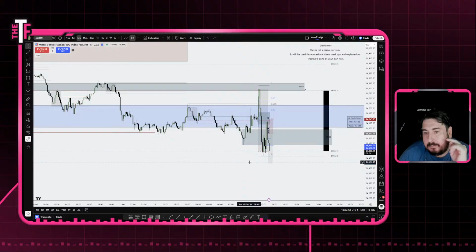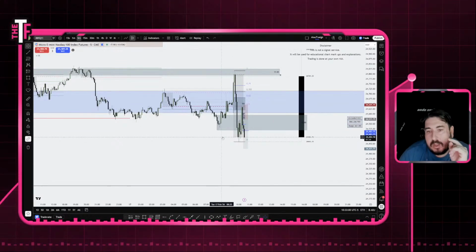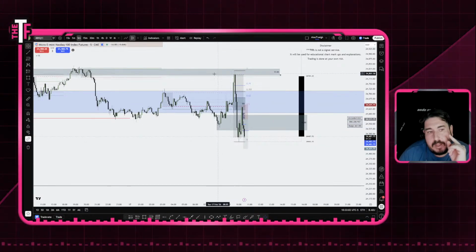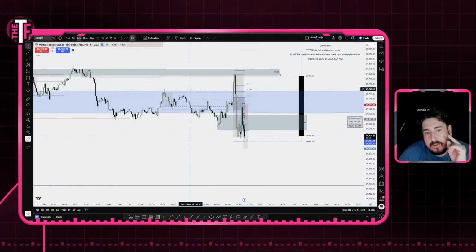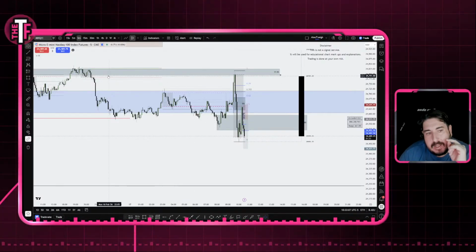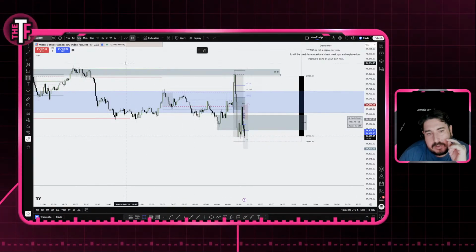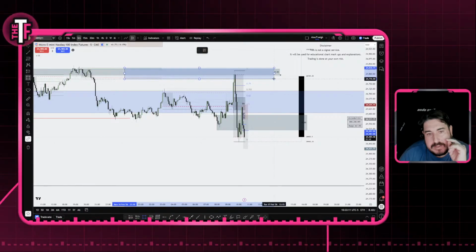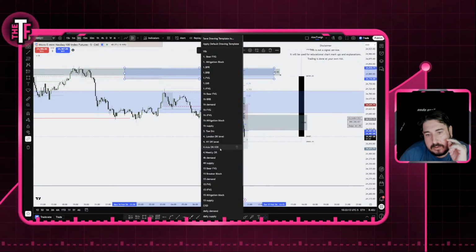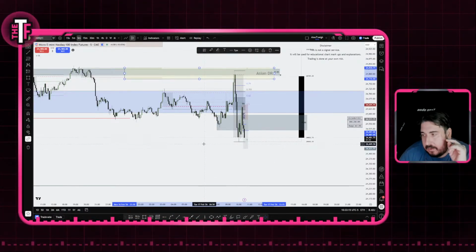We have a clear bearish expansion model, because New York came and took the London DR high, and look where it reacted from. Magic. Okay.